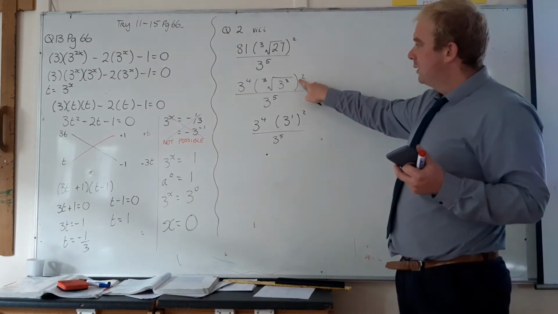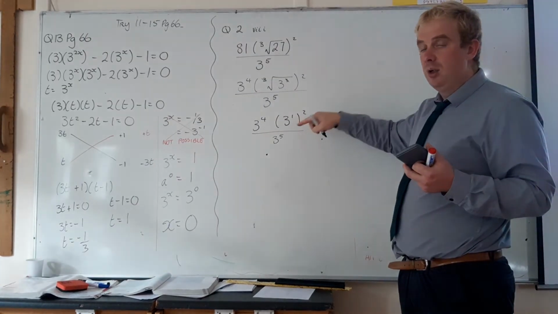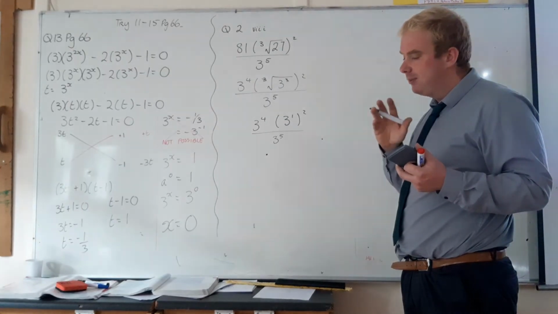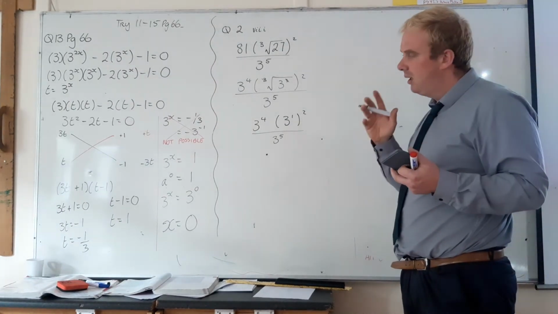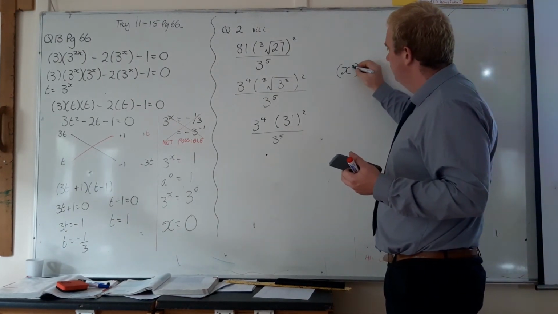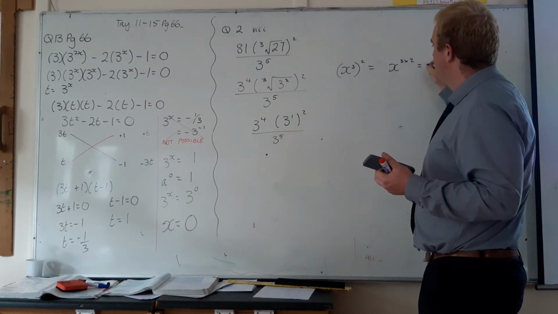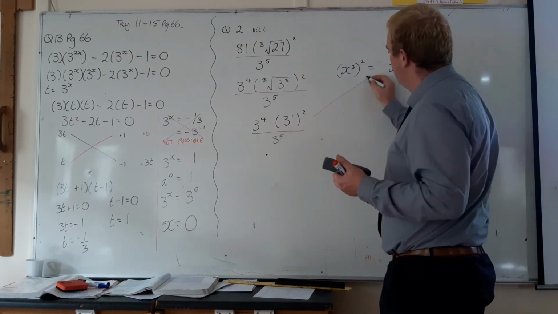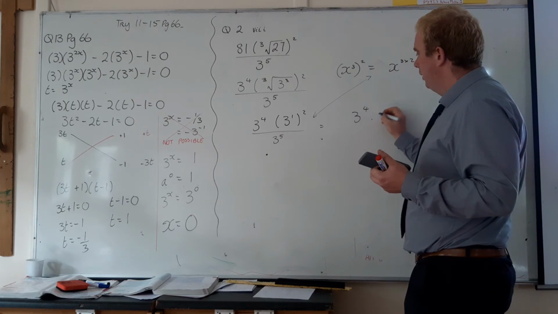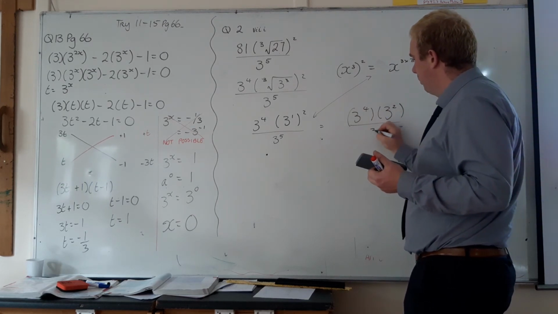Now, don't forget the squared. This power of 2 is going to multiply by this one here, which is again on page 21 of the log tables. I think it's rule 3, maybe it's rule 7, I don't want to say. When we have a situation like this, that's the same as saying x to the power of 3 multiplied by 2, which is x to the power of 6. That's the logic I'm applying here. So that's going to give me 3 to the power of 4 by 3 to the power of 2, over 3 to the power 5.